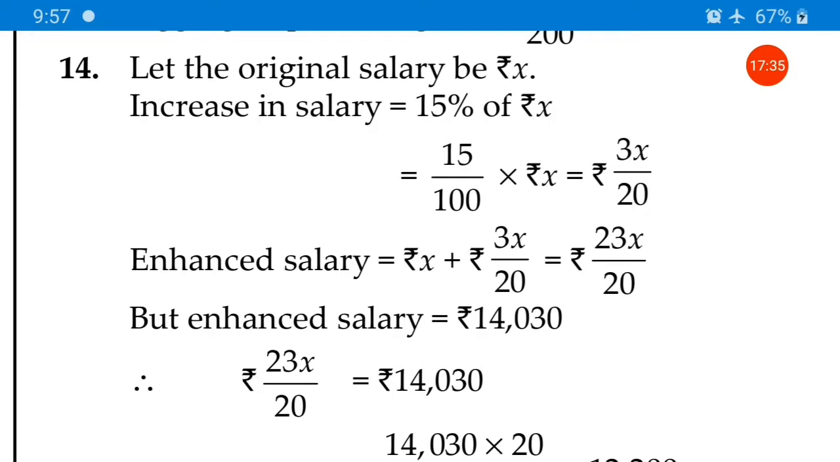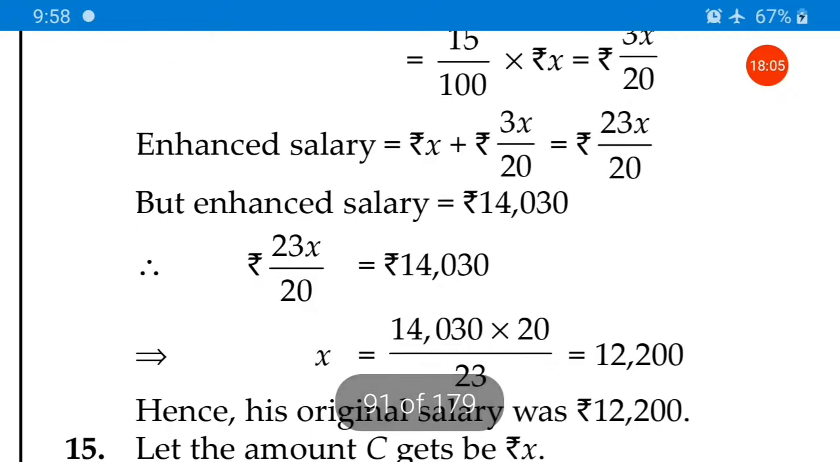So 15 upon 100 multiplied by rupees X, so it is 3x upon 20. Now the enhanced salary X plus 3x upon 20 is equal to 23x upon 20. But the enhanced salary which is given, that is 14,030 rupees. So rupees 23x upon 20 is equal to 14,030 rupees. So the X value we have to find: 14,030 rupees into 20 divided by 23. So we'll get 12,200. That is the original salary.